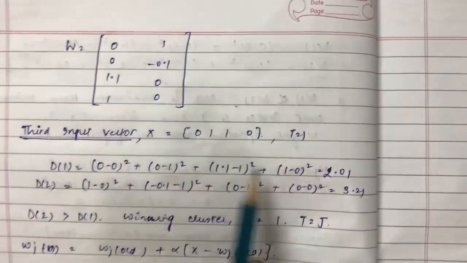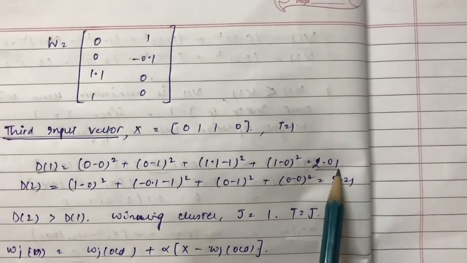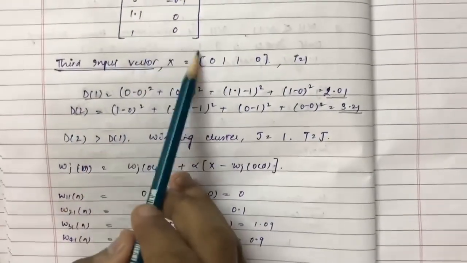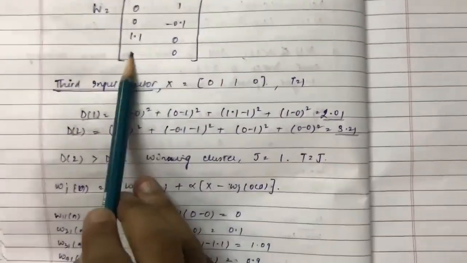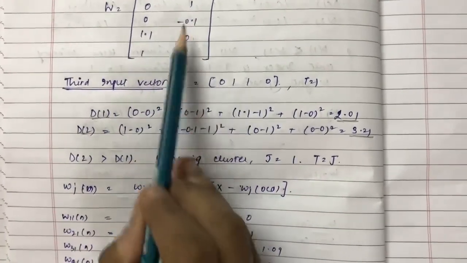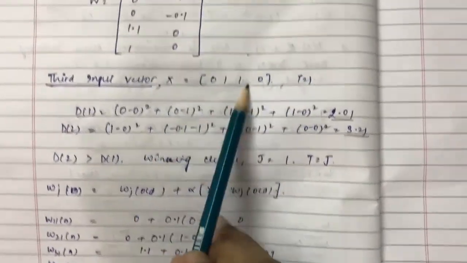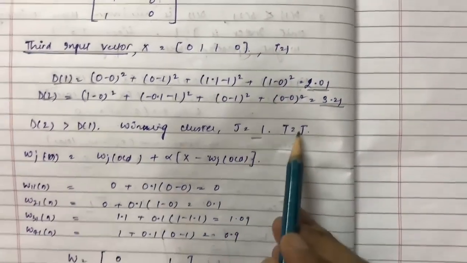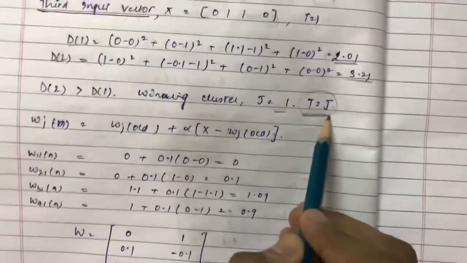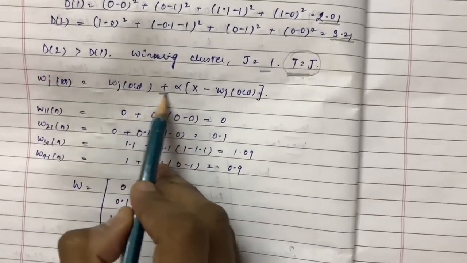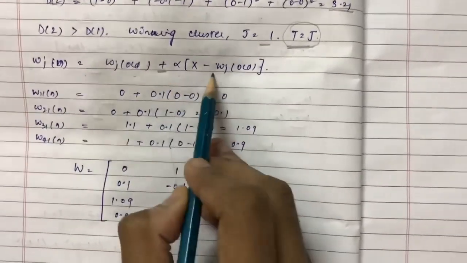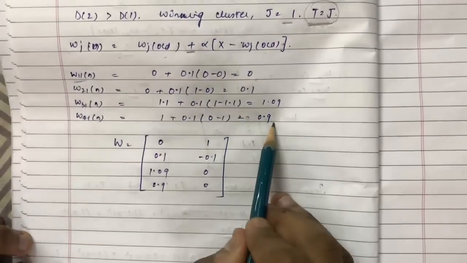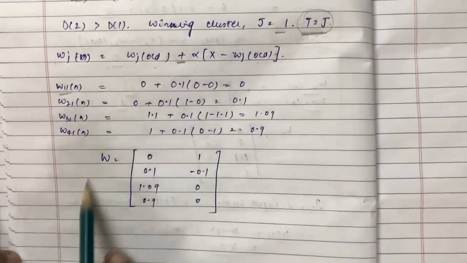And let us see the third input vector. Here d1 comes out to be 2.01 and d2 comes out to be 3.21. That is, d1 is calculated from these differences, and d2 is calculated similarly. So you'll get values like this, and here the winning cluster is 1. Here the target value is equal to the winning index, so we'll apply weight updation with a plus sign: wj new equals wj old plus alpha times x minus wj old. Here are the final values that we get: 0, 0.1, 1.09, 0.9. So this is the final weight matrix that we get for this question.